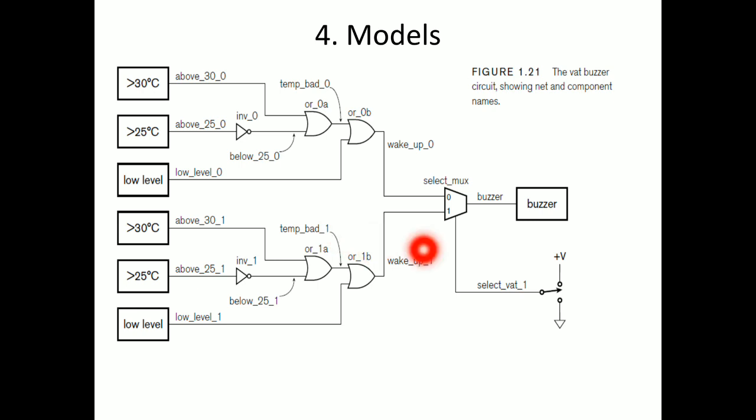The output is wake up 1. Output of VAT 0 is wake up 0. I hope y0 y1 has been cleared. How are the inputs named? From these sensor boxes. Greater than 30 degrees centigrade, above 30. Greater than 25 degrees centigrade, above 25. How to name them: above_25_0, above_30_0.